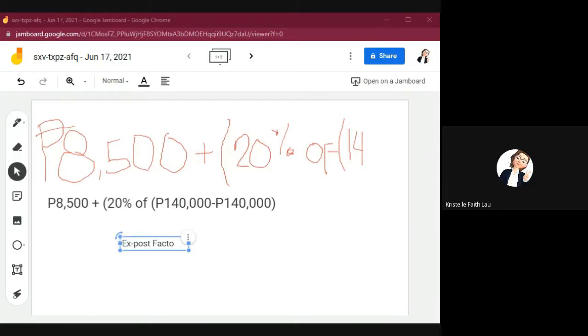Then, my next question, class, I think this is my last question. What are the nature and essential characteristics of taxes?